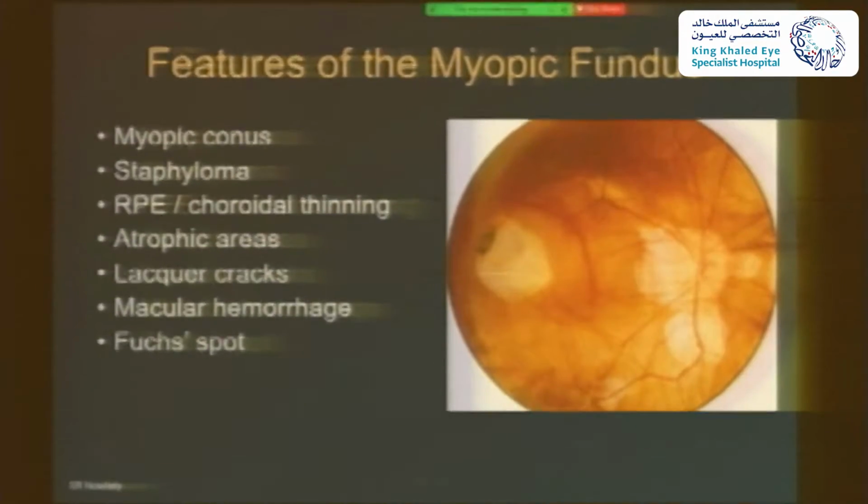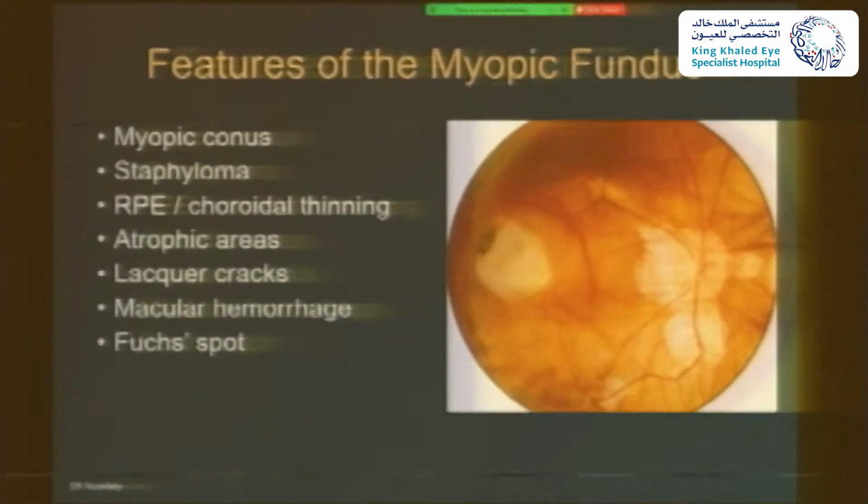RPE and choroidal thinning, of course, I think you all know that. Atrophic areas, such as here. Usually what happens, you have atrophies, the RPE stretches, you get breaks in Bruch's membrane, and these become larger and larger breaks, and they look white. So these are what we call the geographic atrophies in myopia.